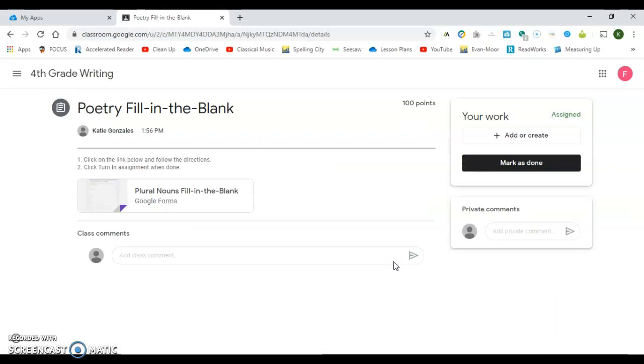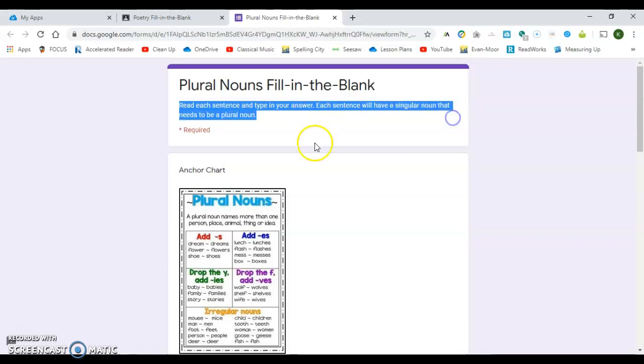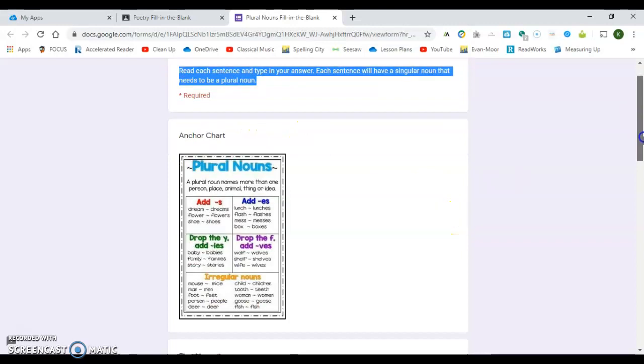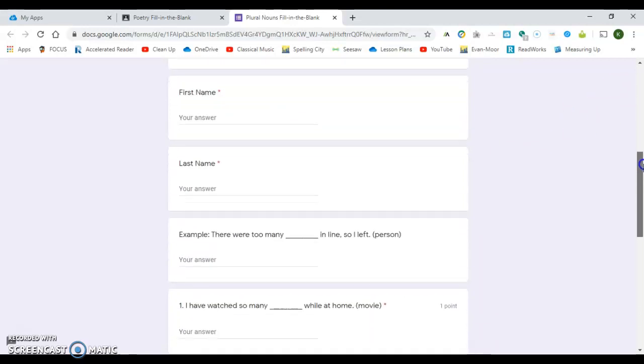Poetry fill in the blank. You click on it. It opens. It gives you the directions right here. Click on the link below and follow the directions. Okay, here it is right here. Click Turn in Assignment when you're done. So all you have to do is click on it. It takes you right to this page. It says, read each sentence and type in your answer. Each sentence will have a singular noun that needs to be a plural noun. Here's the anchor chart to help you. You can go back to the anchor chart to help you answer your questions.